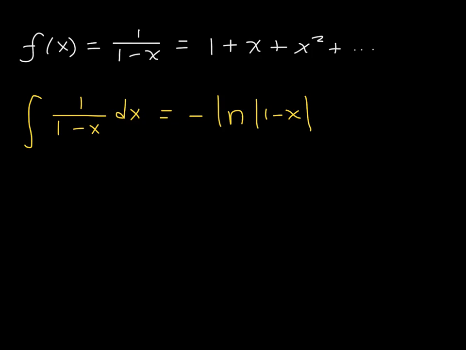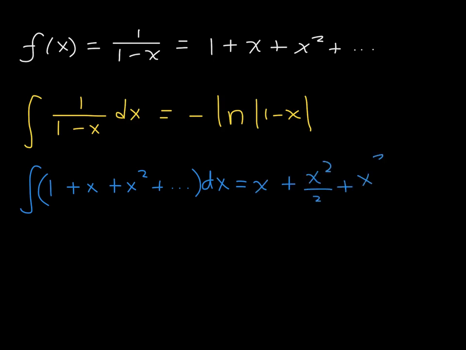Term by term, of course. So when I integrate 1 plus x squared plus etc., I get x plus x squared over 2 plus x cubed over 3 plus x to the 4th power over 4, and so forth. So therefore, because this function is equal to this series, I know that the antiderivative of this function must be equal to the antiderivative of this.